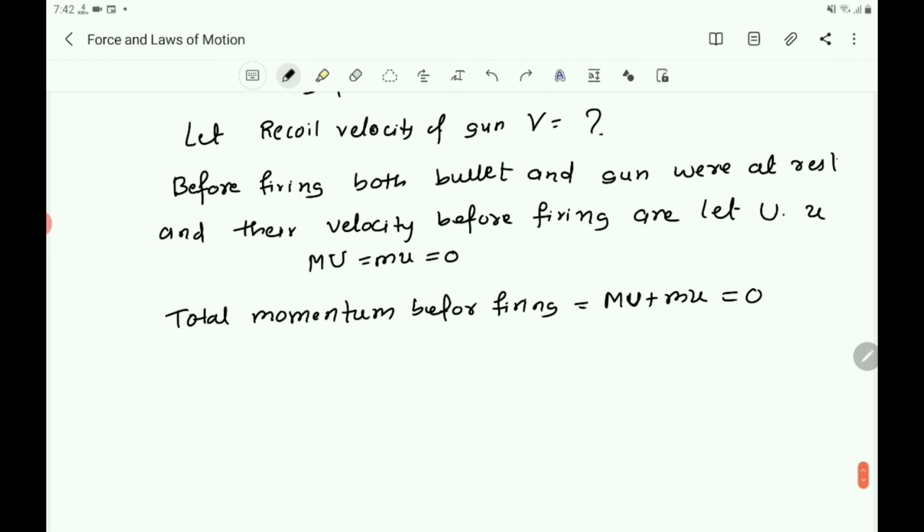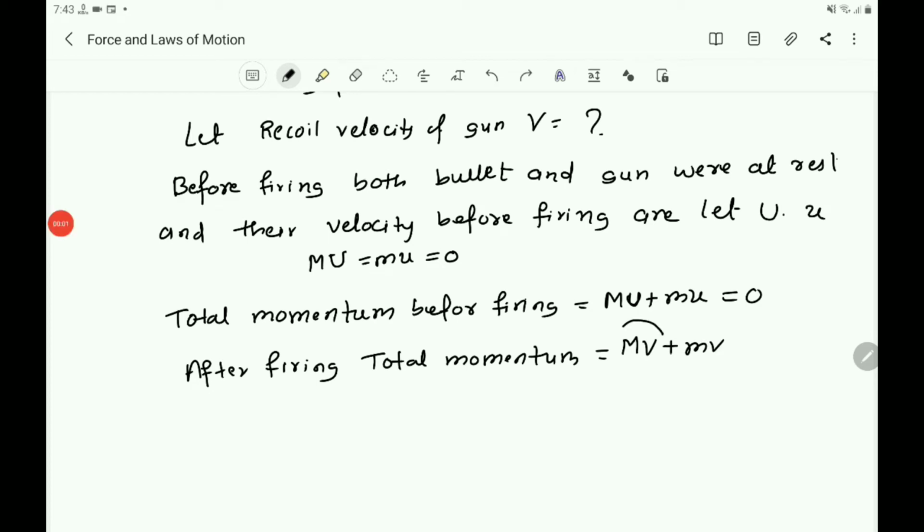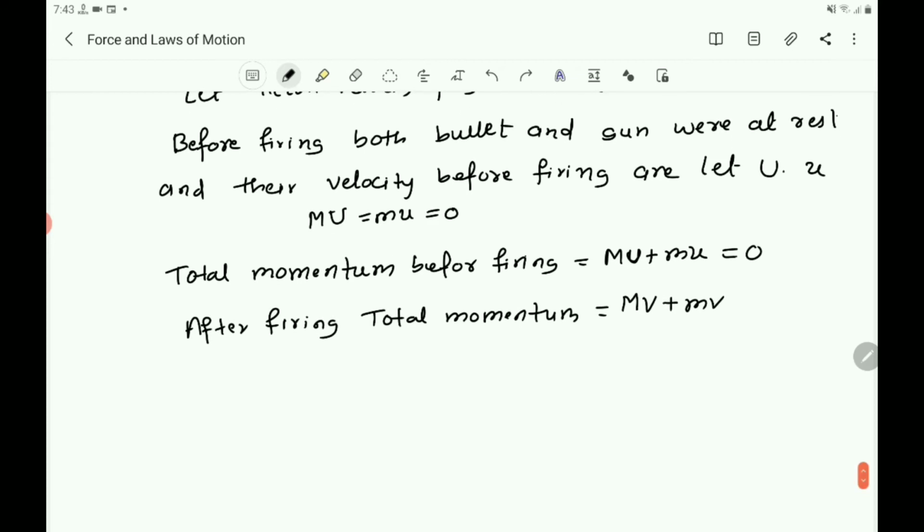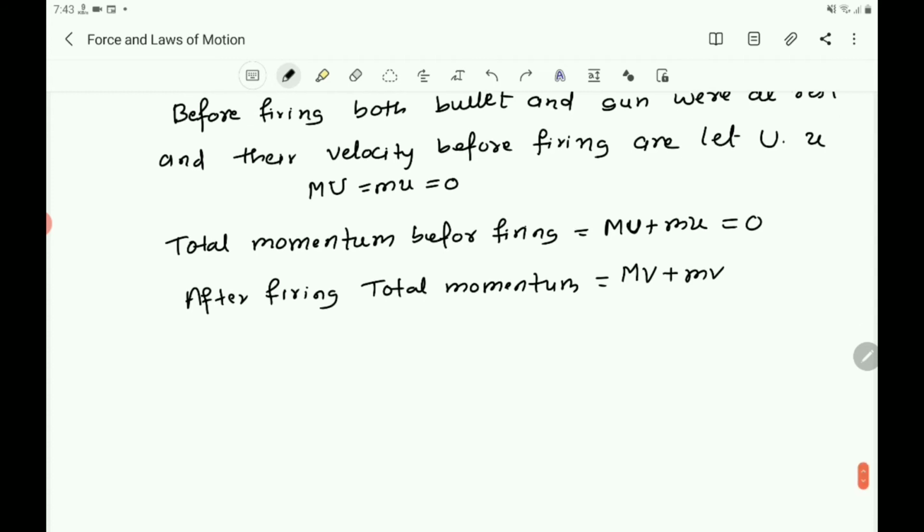And after firing, total momentum equals MV plus mv. This is the momentum of the gun after firing. This is the momentum of the bullet after firing. So you know that the total momentum before firing must be equal to the total momentum after firing.